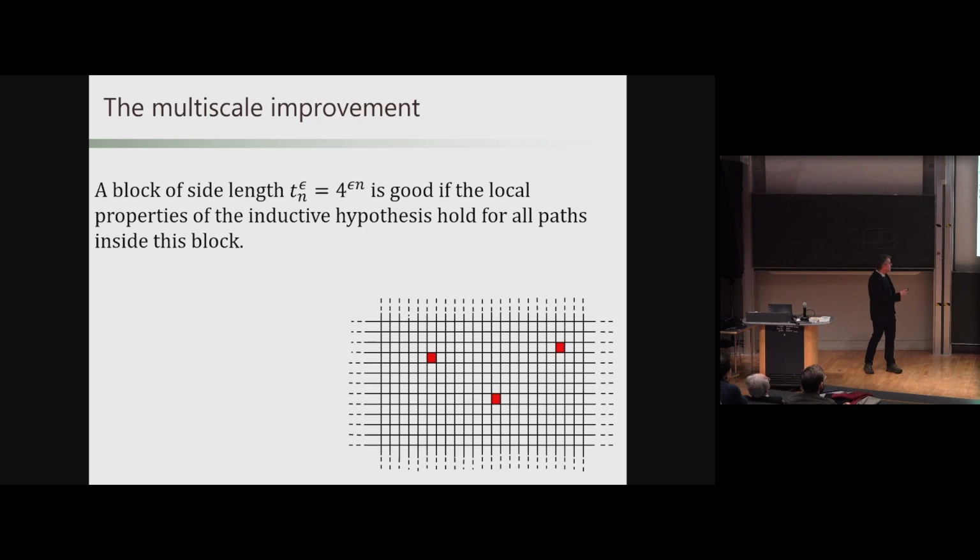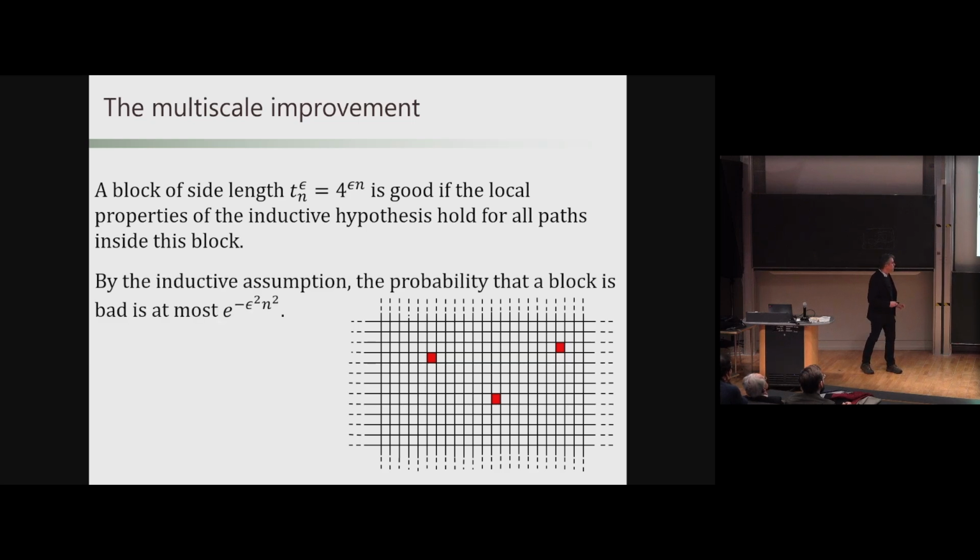And the blocks will be of side length Tn to the epsilon. So the probability of a block being bad will be something like e to the minus epsilon squared n squared. So very, very small, unlikely to see any bad blocks, but it's not small enough for the next level of the inductive hypothesis, to prove the next level of the induction. And this is a standard thing with multi-scale kind of arguments. You want to get better probability bounds as you go from one level to the next.